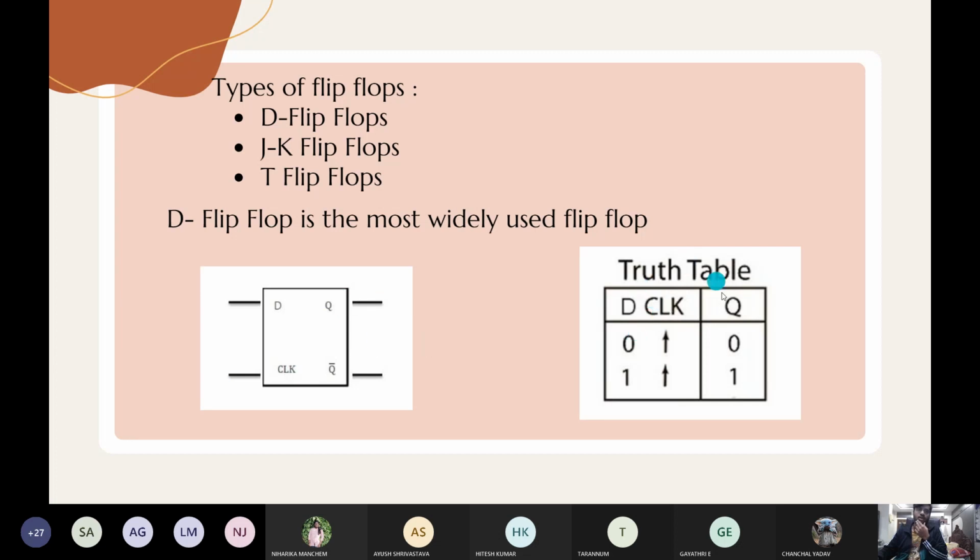Now, if you see the truth table here, if you give the D input 0, the Q output also changes to 0, provided the clock has a positive edge. This is the most important part here, guys. Remember it. This upward arrow represents a positive edge. So if you change the D input to 1, the Q output changes to 1, provided the clock has a positive edge.